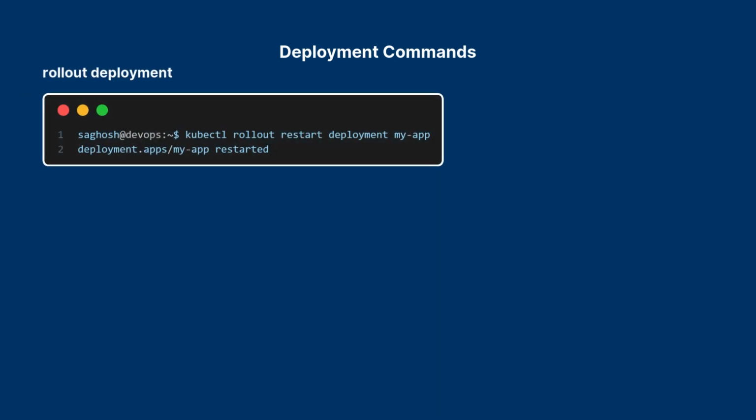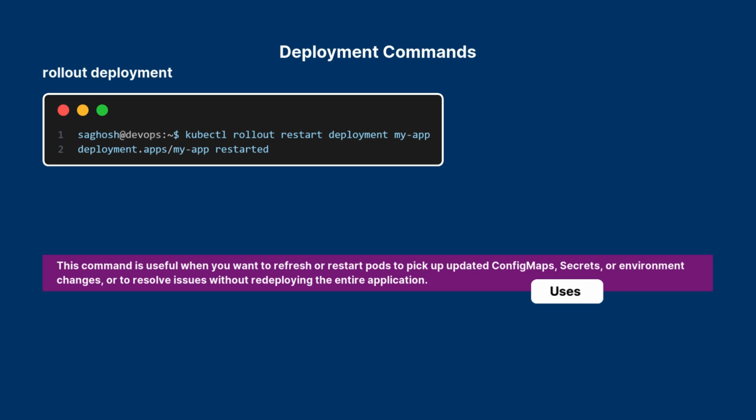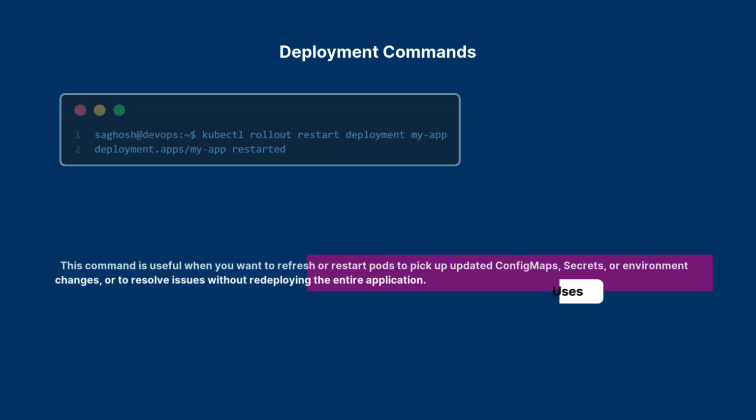Okay, so the next command that we have is kubectl rollout restart deployment and then the name of the deployment. This command triggers a rolling restart of all the pods in a deployment without changing the configuration or image. Kubernetes will terminate the existing pods and create them one by one according to the deployment strategy, ensuring minimal downtime. This command is useful when you want to refresh or restart pods to pick up updated config maps, secrets, or environment changes, or to resolve issues without redeploying the entire application.